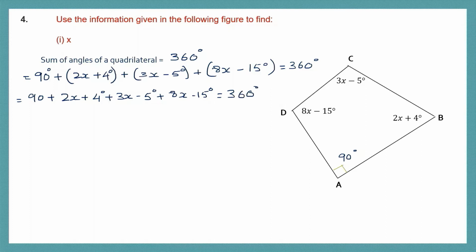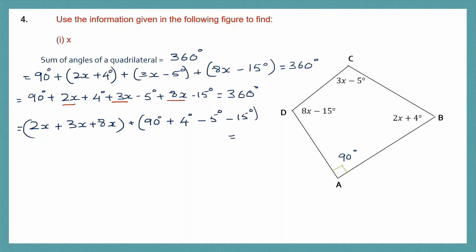Now let's put all the x together. We have 2x, then we have 3x, and then we have 8x. So that will be 2x plus 3x plus 8x. Now let's put the other numbers together. We have 90 degrees, plus 4 degrees, then minus 5 degrees and minus 15 degrees. Now all this should add up to 360 degrees.